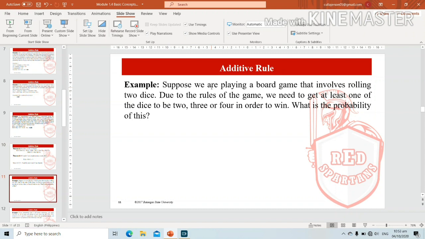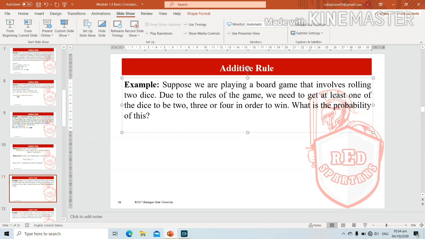So, suppose we are playing a board game that involves rolling 2 dice. Yung pa din, yung kanina, meron tayong 36 na sample points kapag 2 dice. Due to the rule of the game, we need to get at least one of the dice to be 2, 3, or 4 in order to win. So, what is the probability of this?